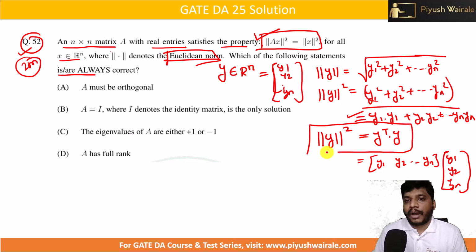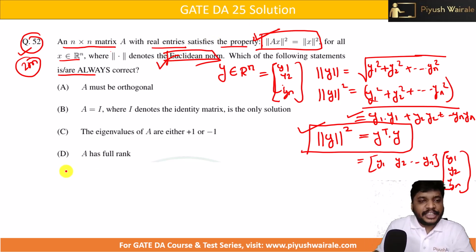This property you have to remember. Very, very important. If you understand this, that's it. You need to apply this property here, and you can then easily eliminate the options. Now, let's try to apply this particular property. I hope the concept of Euclidean norm is clear now.